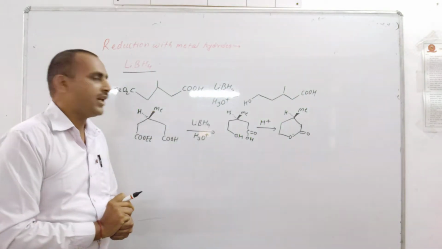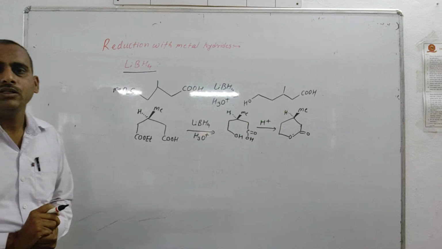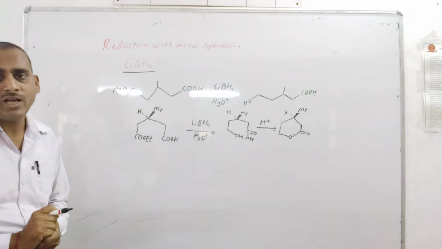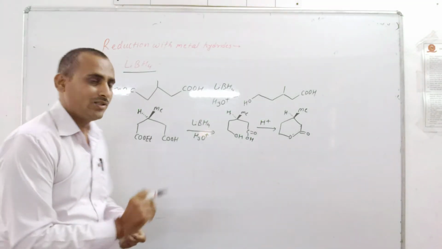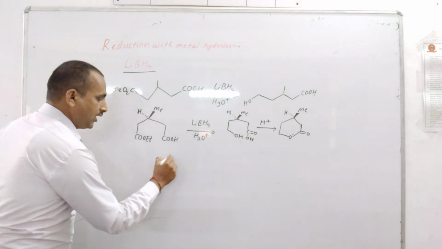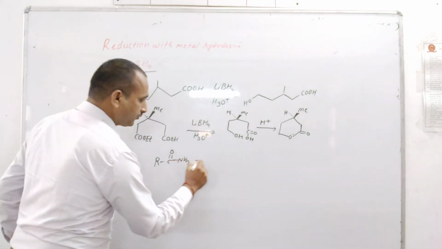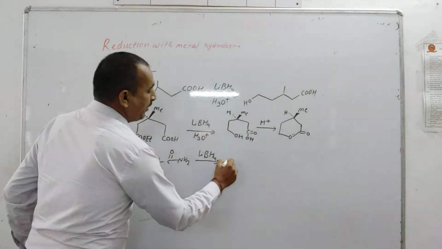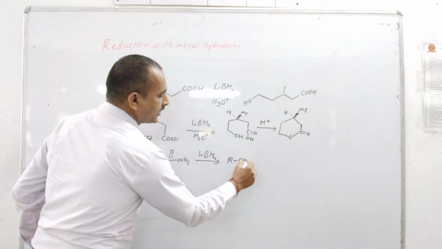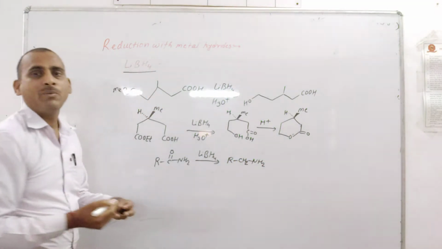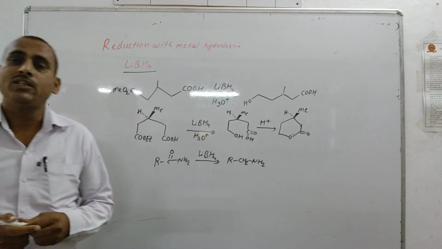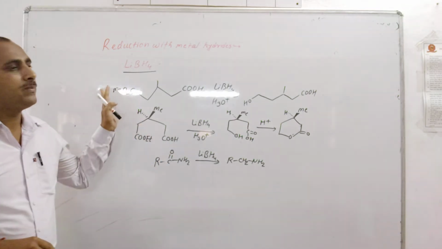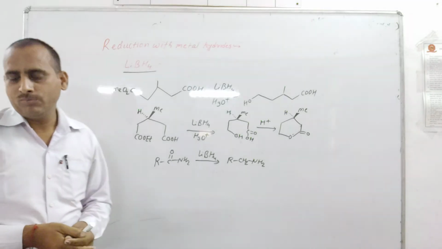Lithium borohydride also reduces nitriles, lactones, or amides, primary amide to the amines. For example, RCONH2 by using lithium borohydride, this primary amide gets reduced to RCH2NH2 primary amine, and it also reduces the lactone and the nitriles. So these are the reducing properties of lithium borohydride.